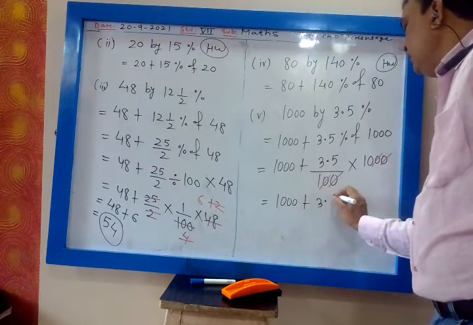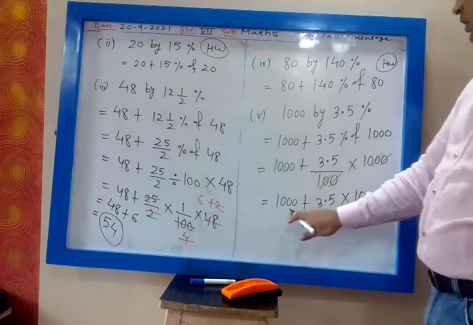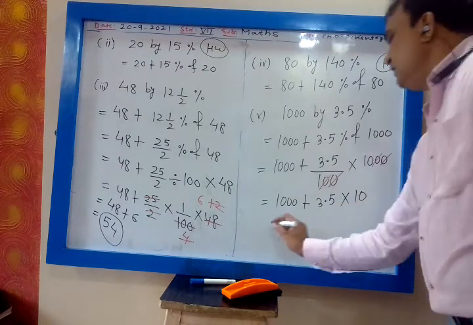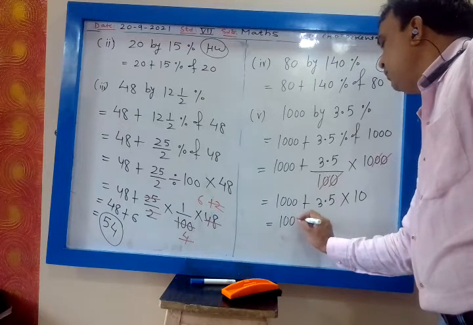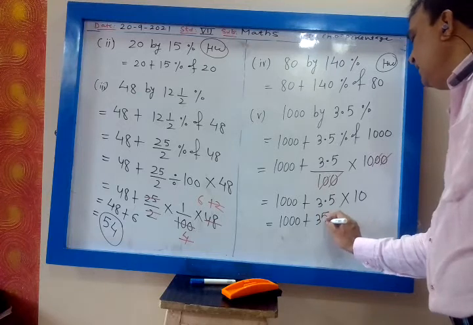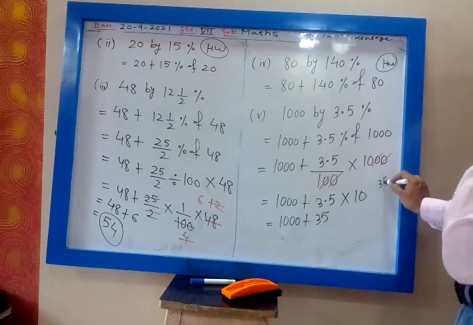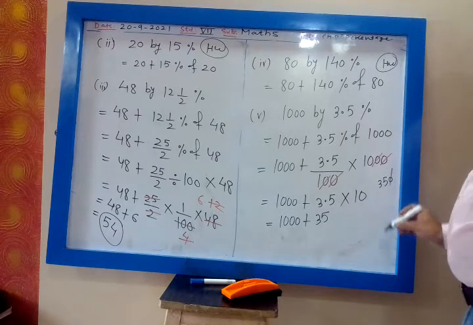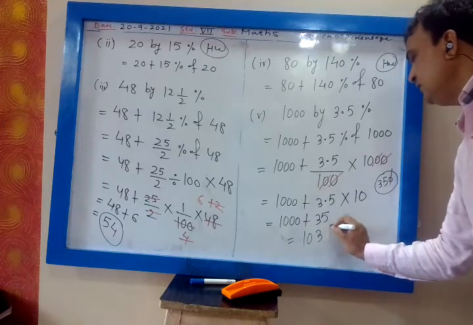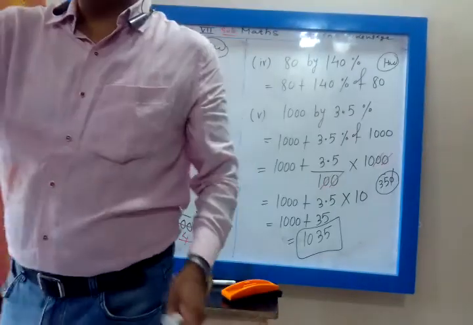3.5 into 10. And see here, my dear, you have to follow BODMAS. You cannot add. First you have to multiply. So that is 1000 plus, what is 3.5 into 10? We have seen the decimal, that will be 35. Yes or no? 3.5 into 10 will be 35. Then remove the decimal. So that is 1035. Answer is 1035.